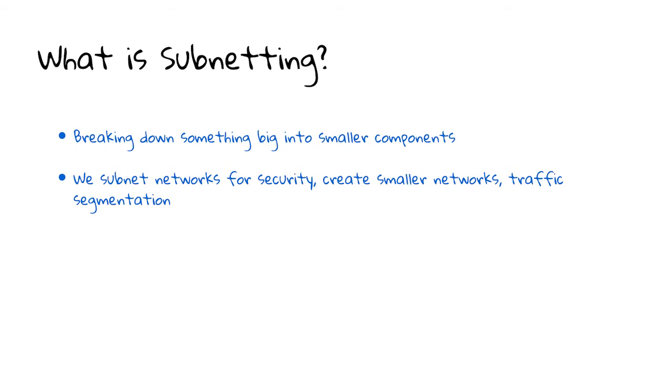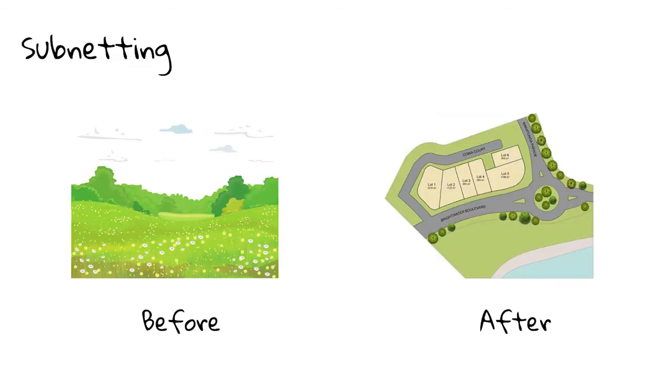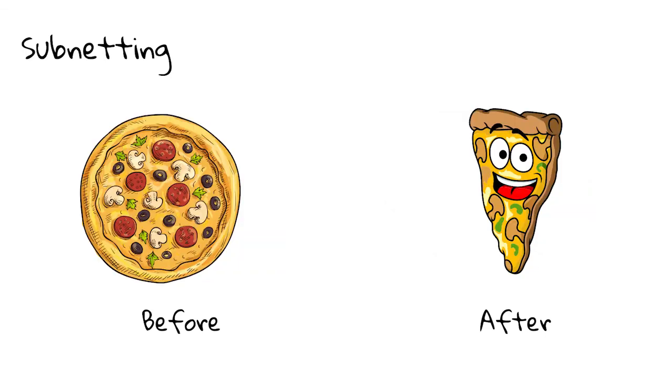There are many reasons for subnetting, such as security, creating smaller networks that are easier to manage, traffic segmentation, and breaking down broadcast domains. In the case of land, property developers buy huge tracts of land and subdivide them into smaller stands, which they sell to end users. This makes land affordable for you and I to buy and build homes. Pizza companies do the same. They sell their pizza sliced so that it is easier to eat.